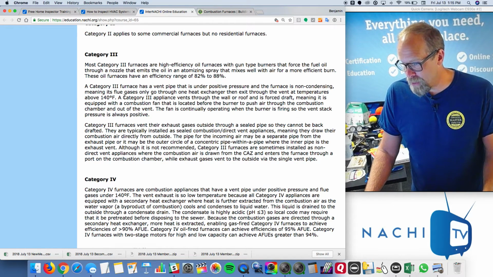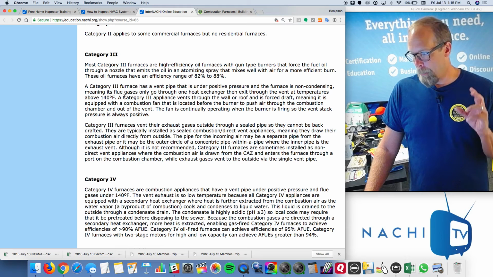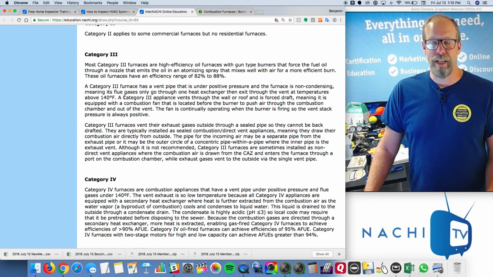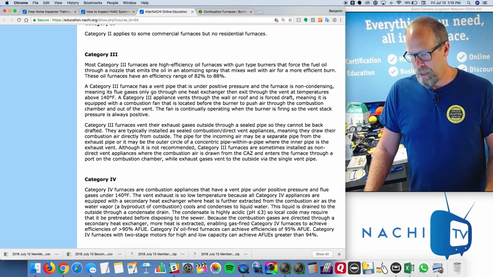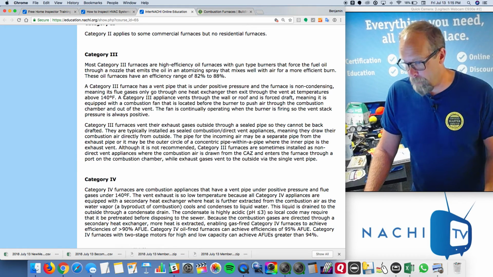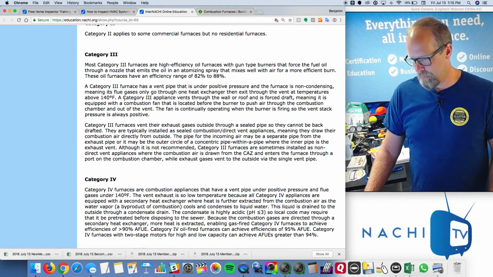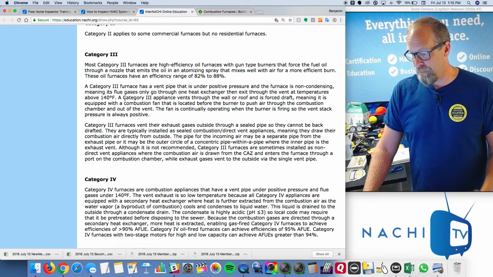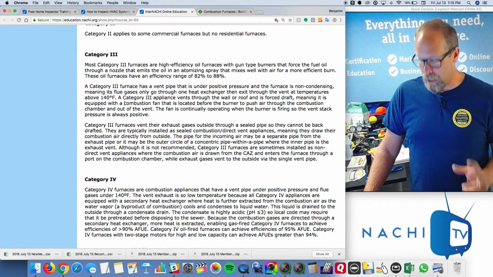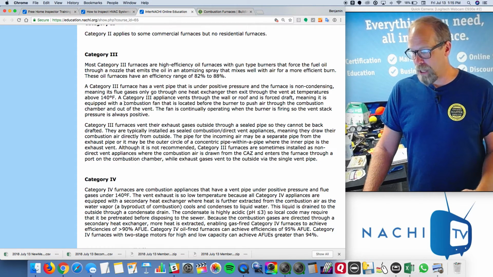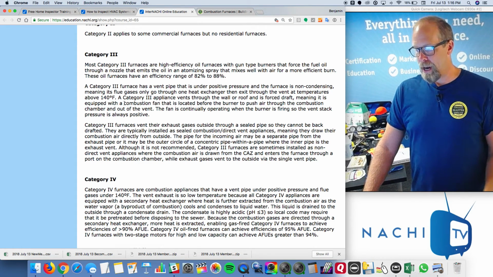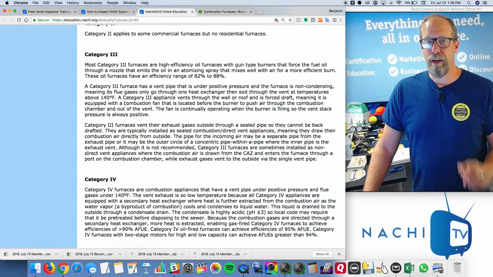A category three furnace has a vent pipe that's under positive pressure, and the furnace is not condensing. It won't produce condensate. That means that the flue gases are hot enough, above 140 degrees Fahrenheit. And a category three appliance vents through the wall or roof and is a forced draft, meaning it is equipped with a combustion fan that's located before the burner to push that air through the combustion chamber and out of the vent.